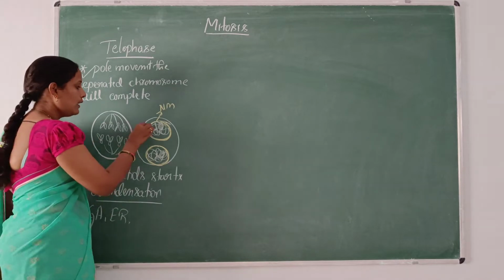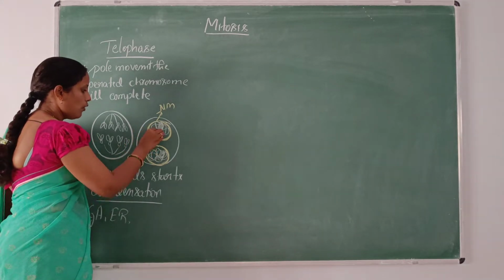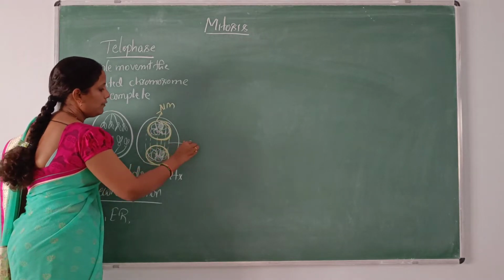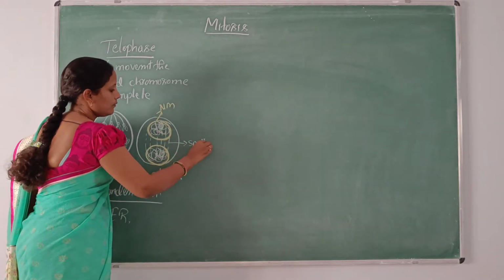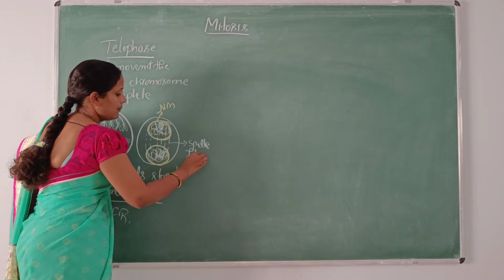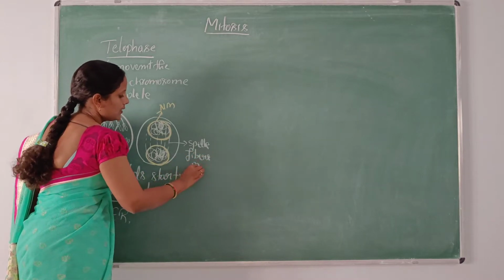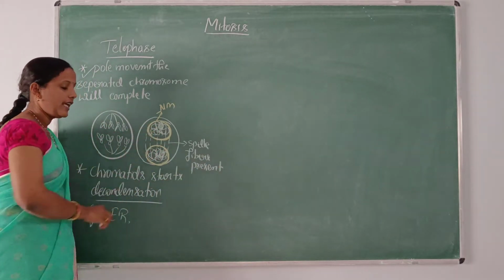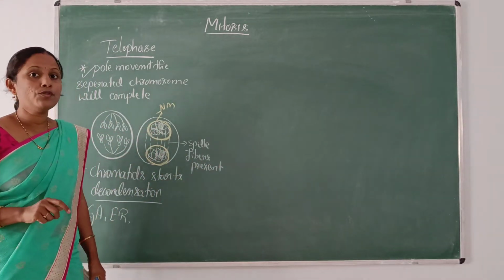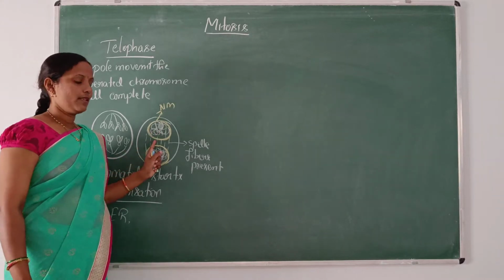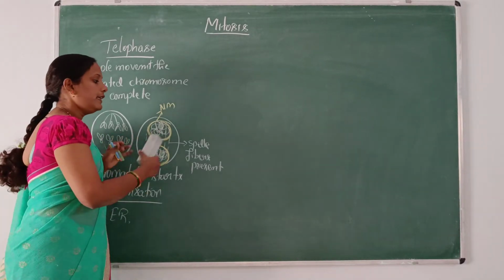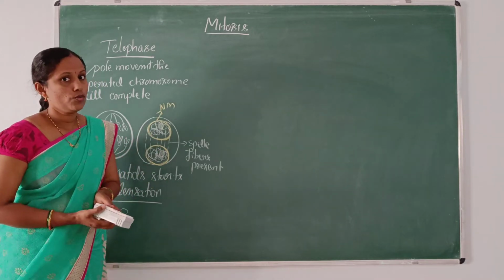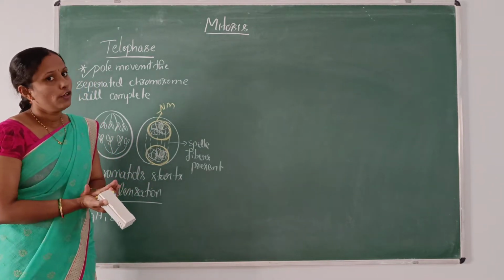But remember one thing, there is a slight presence of the spindle fibers. They will not disappear completely as such. They take some time to disappear. So here they are present for some time. By the end of telophase, they also disappear. So these are the events during the telophase.